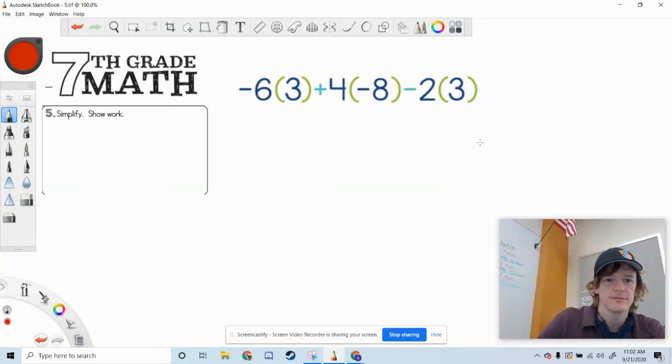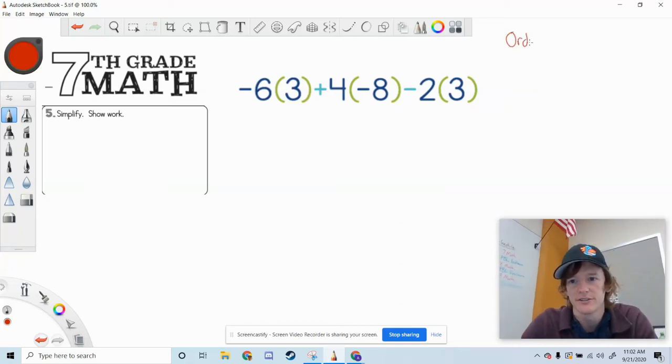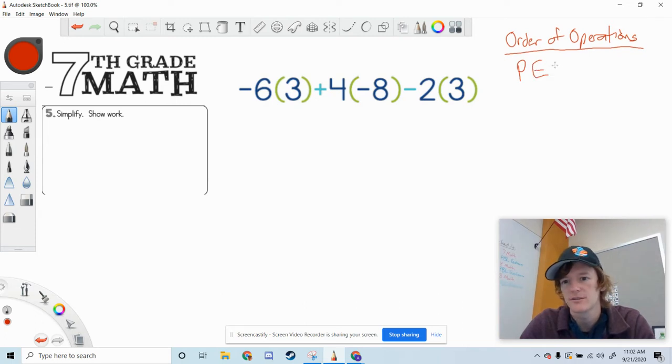Number 5, simplify, show your work. On this one, we're using the order of operations. All right, so we're going to make sure we use parentheses first, and then we use exponents second, and then it's either multiply or divide, whichever one comes first, and then it's add or subtract, again, whichever one comes first.